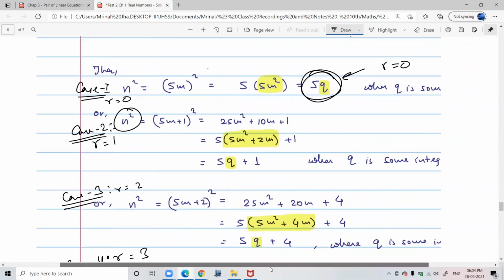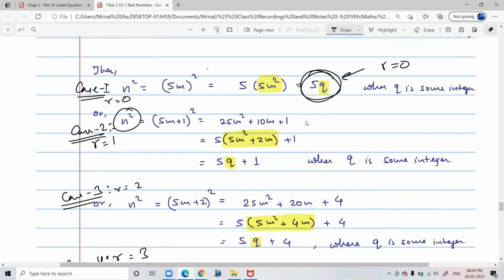Yes, sir. Okay. So this 5m square plus 2m, which is inside the bracket, I have considered the whole thing. This is going to be some integer, right? M is an integer, so m square will be an integer. Some integer into 5 will also give you an integer, and these two are integers. When you add them, this will also be some integer. It will have some different value, but we'll call that value q. So it will be 5q plus 1.